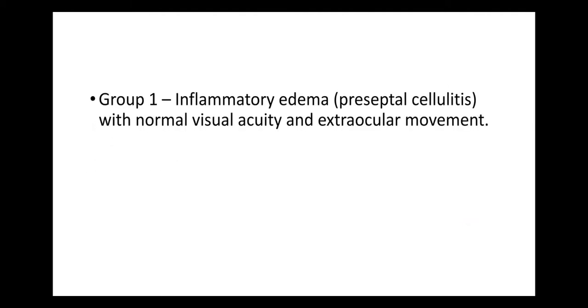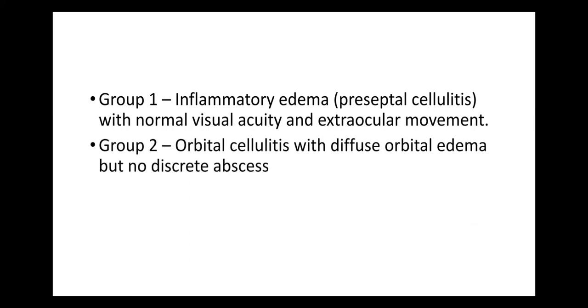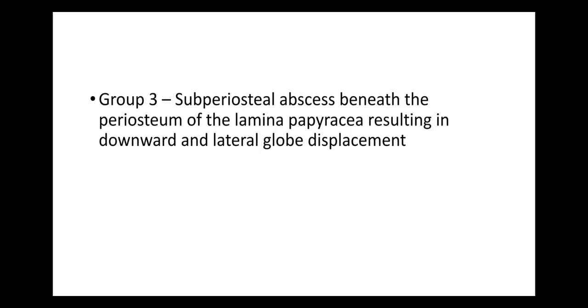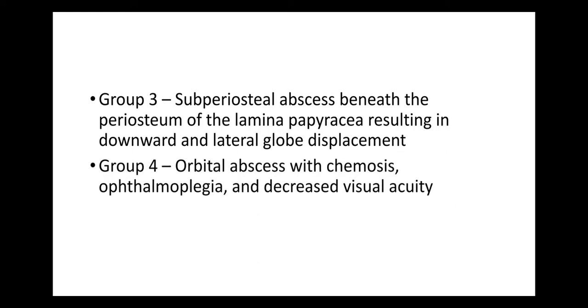Group 1, inflammatory edema, that is preseptal cellulitis with normal visual acuity and extraocular movement. Group 2, orbital cellulitis with diffuse orbital edema but no discrete abscess. Group 3, subperiosteal abscess beneath the periosteum of the laminae papyracea, resulting in downward and lateral globe displacement. Group 4, orbital abscess with chemosis, ophthalmoplegia, and decreased visual acuity.